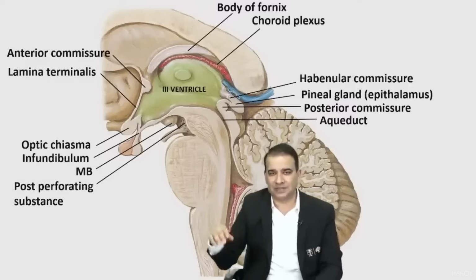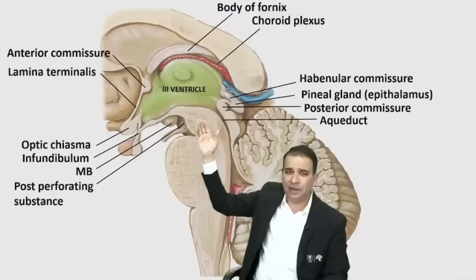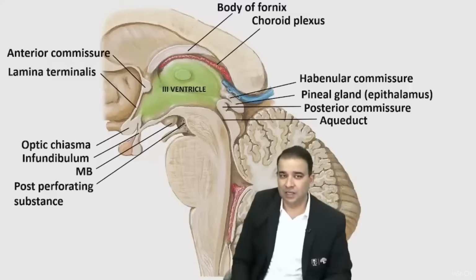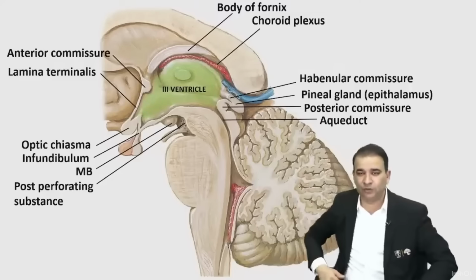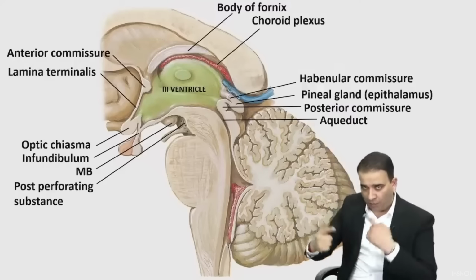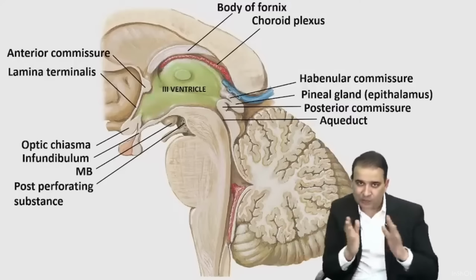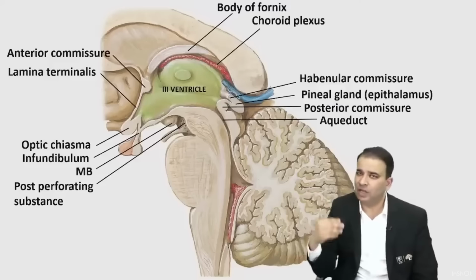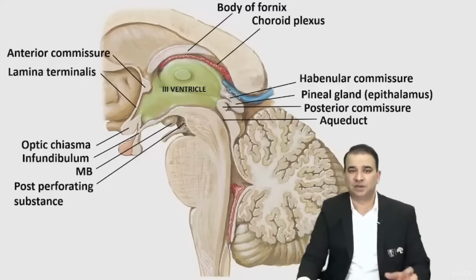And they're all present, including this tegmentum of the midbrain. They're all present in the floor of the third ventricle. So these are the must-know structures in this section, guys. Always read the sagittal section with respect to the third ventricle. When you read the third ventricle boundary, you'll obviously remember the structures present around there.